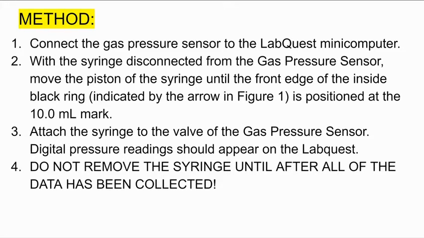Then we're going to attach the syringe to the valve of the gas pressure sensor, and digital pressure readings should appear on the LabQuest. It's very important that we do not remove the syringe until after all of our data has been collected. Once we've attached the syringe to the gas pressure sensor, we've sealed off the number of molecules inside, and so that's going to be a constant.